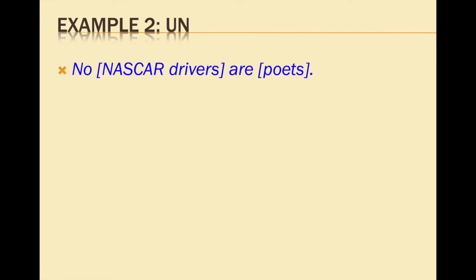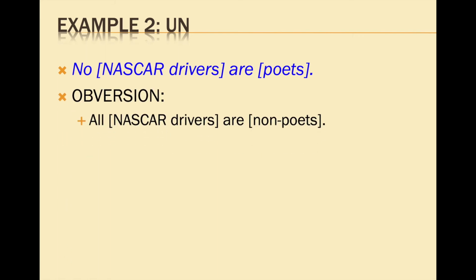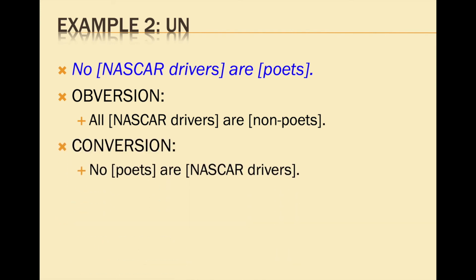Here's another example. Universal negative. No NASCAR drivers are poets. That's probably not true, but we use it as an example. Anyway, no NASCAR drivers are poets. The obversion would be all NASCAR drivers are non-poets. We can also convert the original, because it's universal negative, no poets are NASCAR drivers.